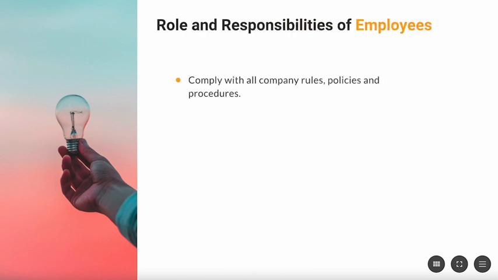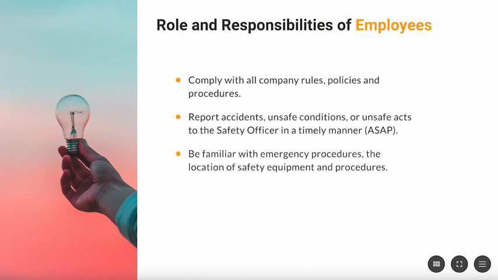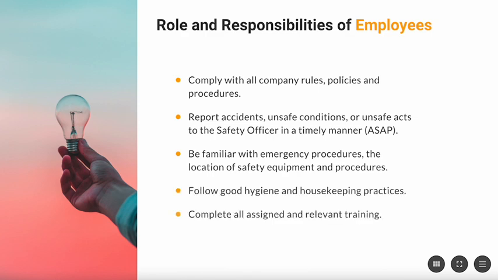The role and responsibilities of employees in a laboratory or work environment include following company rules, policies, and procedures, and actively participating in maintaining a safe working environment. They have the obligation to report any accidents, unsafe conditions, or unsafe acts to the safety officer as soon as possible. They should familiarize themselves with emergency procedures, the location of safety equipment, and know the correct procedures to use them. They also should maintain good hygiene and housekeeping practices to minimize the risks.